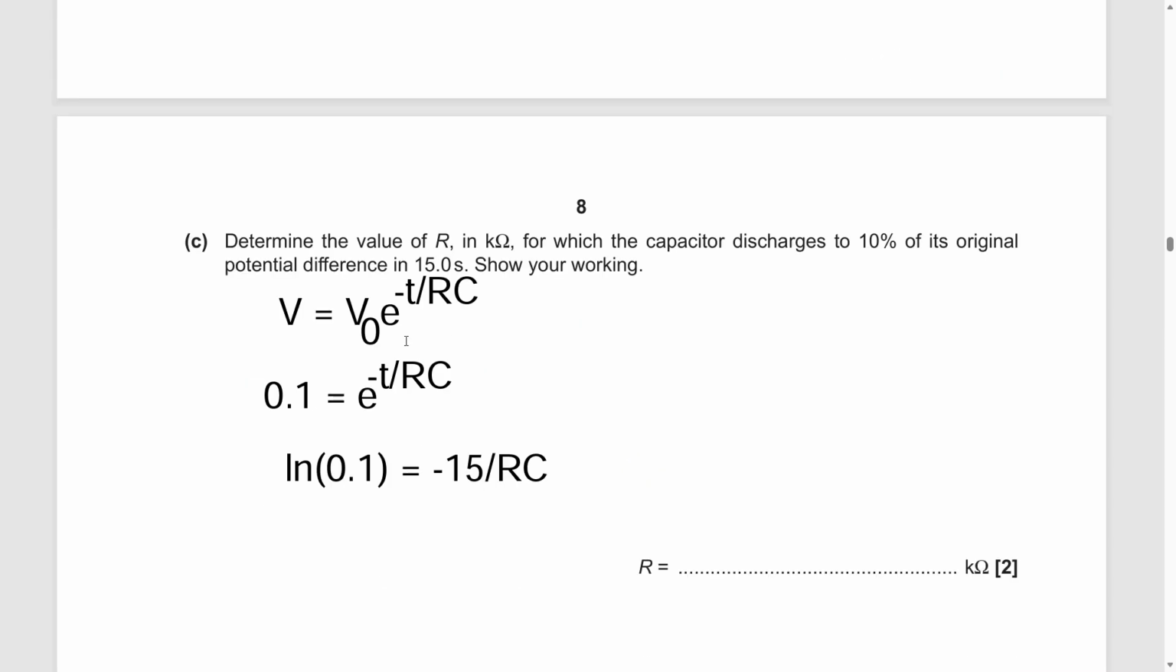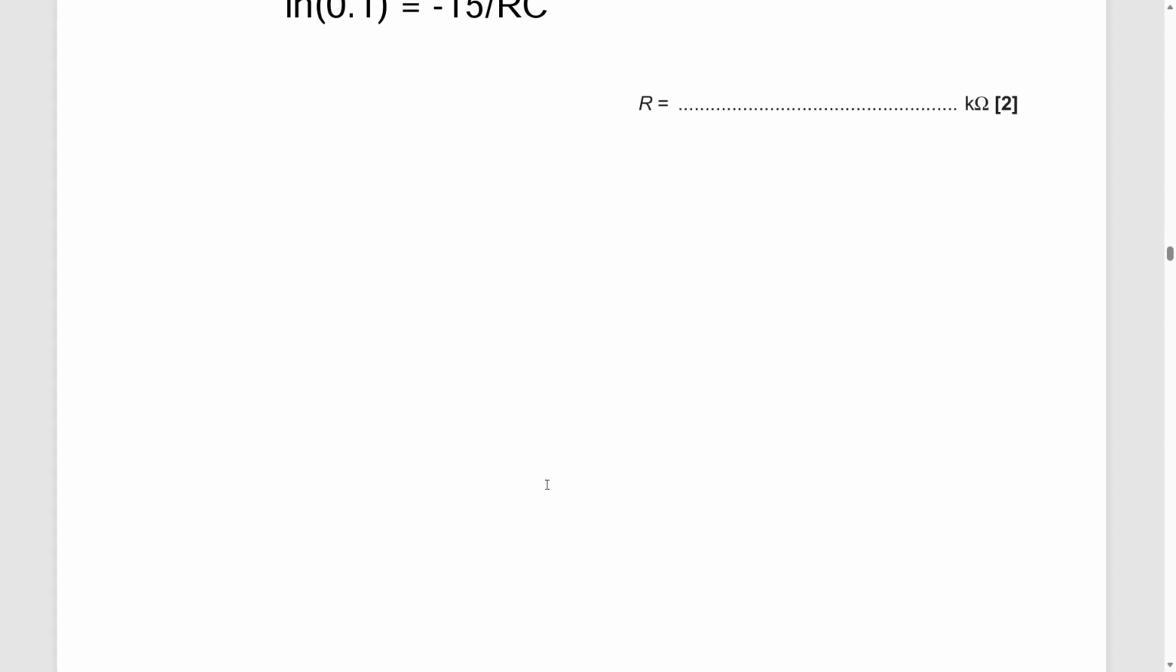For this question, you're given 10%, which is 0.1. So V is equal to V naught e to the minus t over RC. You want to work out R. For C, you've worked that out in a previous question. So you just substitute all those values in.